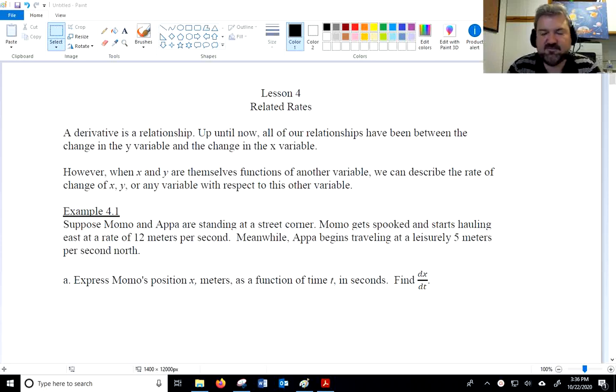Okay, welcome back to Unit 4 in AP Calculus. Today we are in lesson number 4, and we're beginning our study of related rates, which we will do for a few lessons. A derivative is a relationship.